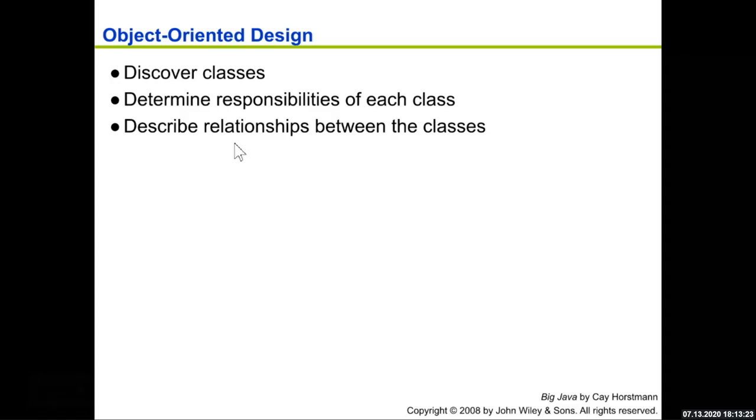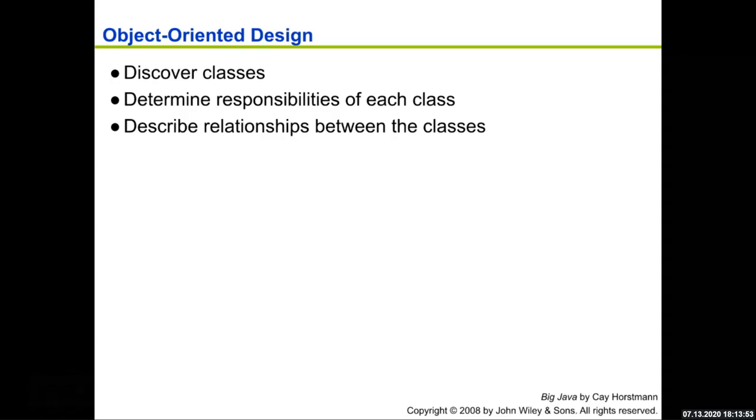See what nouns are being used in the description. That's excellent. So you think about your nouns and say, all right, this could be a class, this could be a class. It's not a science, it's a bit of an art. You have to think, this could be reasonable. And then another programmer might say, I don't think that's such a good idea. Okay, so it's a process.